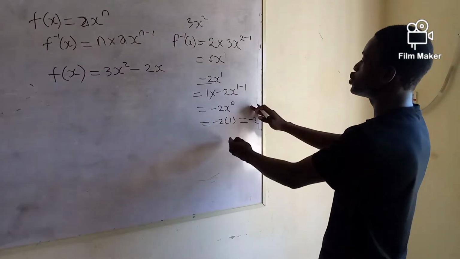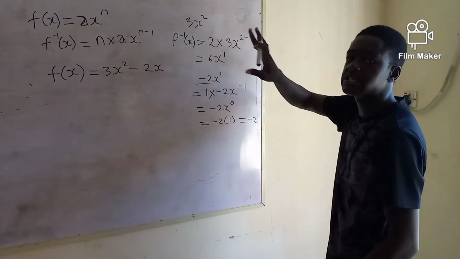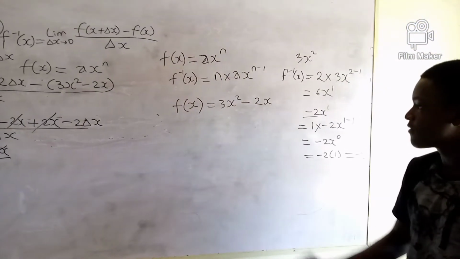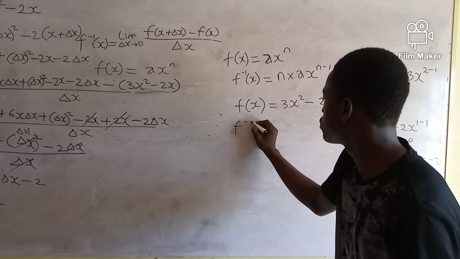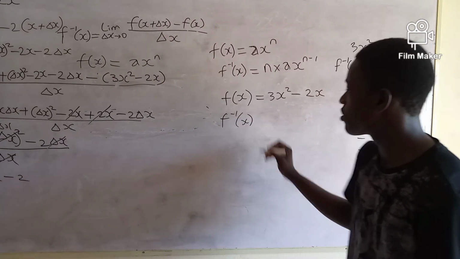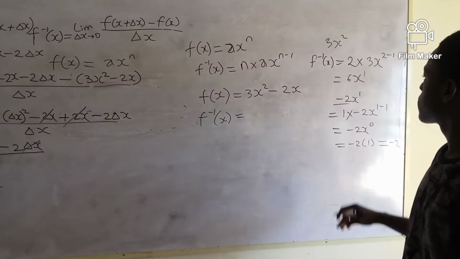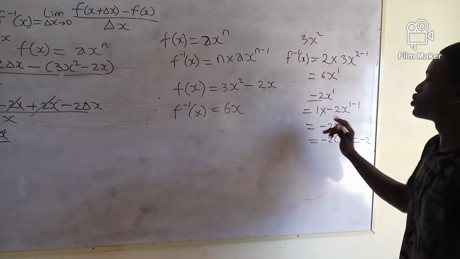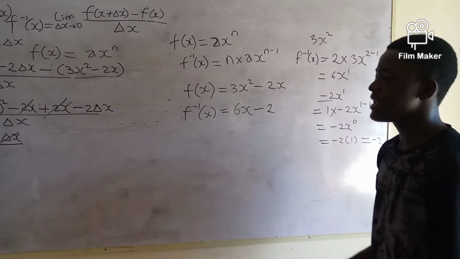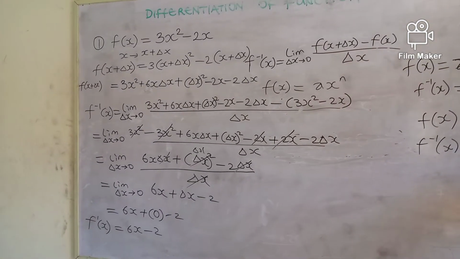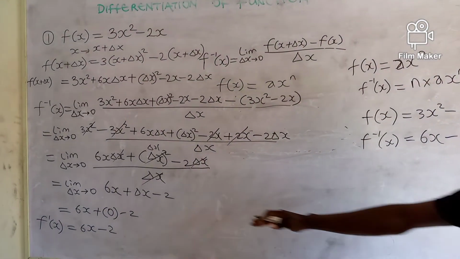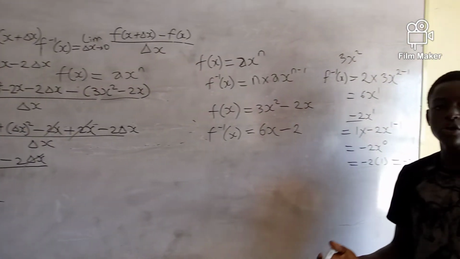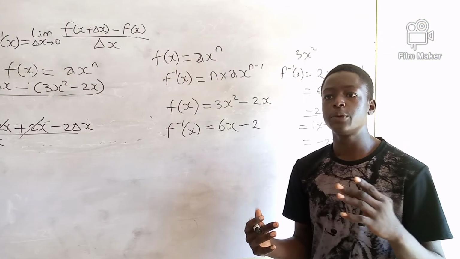Now we can substitute this value for the differentiation of these individual terms back to our question. Now the differentiation of that function, f(x), is equal to 6x minus 2. Now if you observe, using this power rule, we have been able to get the same answer as using our first principle.